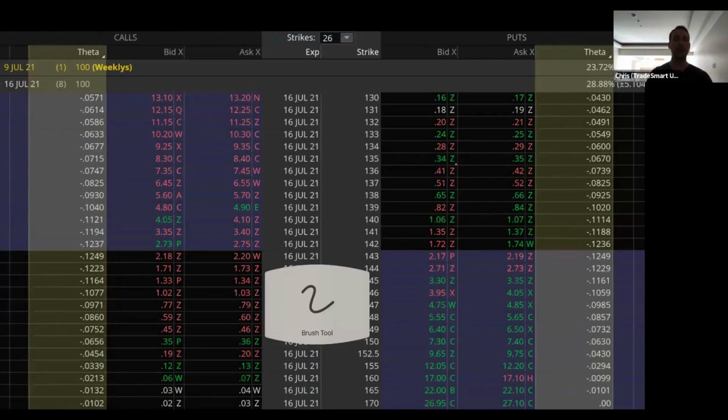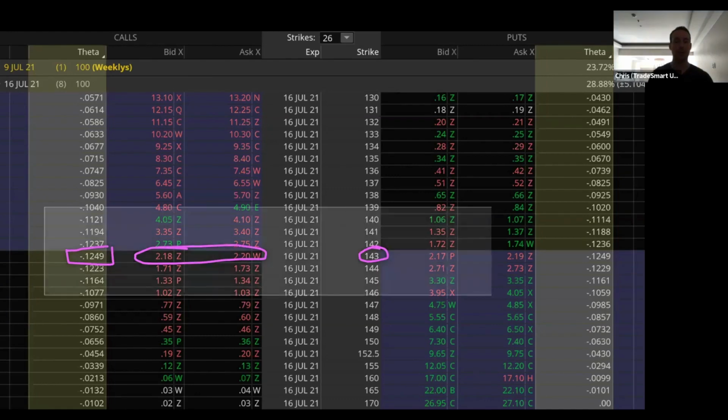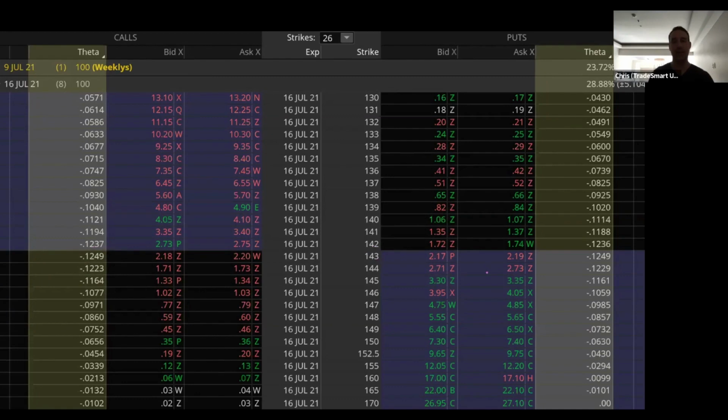Okay, so if we just look at theta here, we can see that our at the money options here, right at 143, have a theta of about negative 12.5, right? So we'll lose about 12.5 cents on this option just due to time decay. So assuming the stock doesn't move at all, our option will go from being worth about $2.20 to being worth about $2.08, or 207.5 cents.